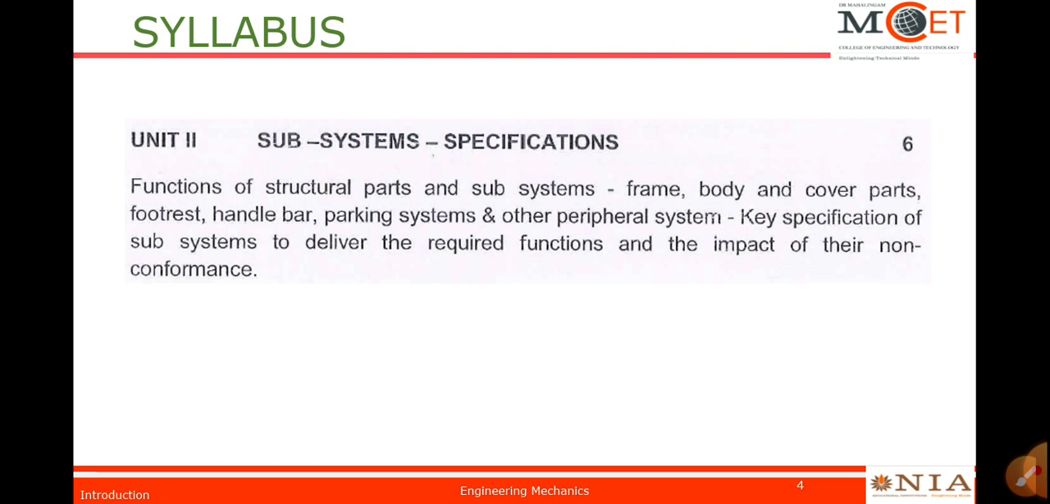If you take the Unicorn, it is a commuter type bike which has 150cc, whereas a KTM Duke, you can say, has a framed structure or a trussed structure, and it is meant for sports.